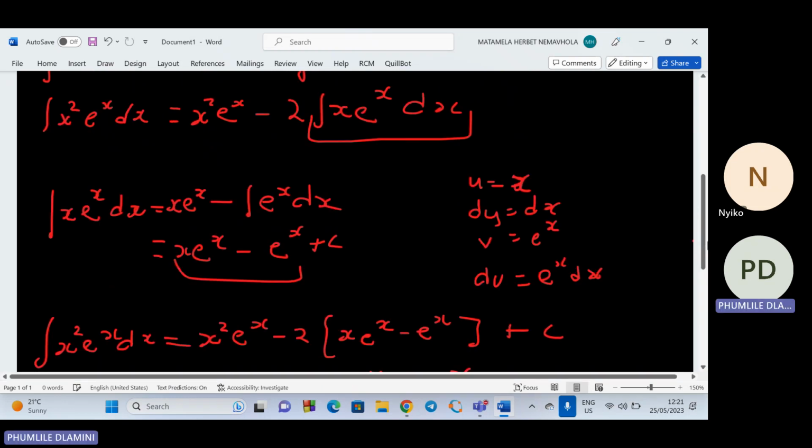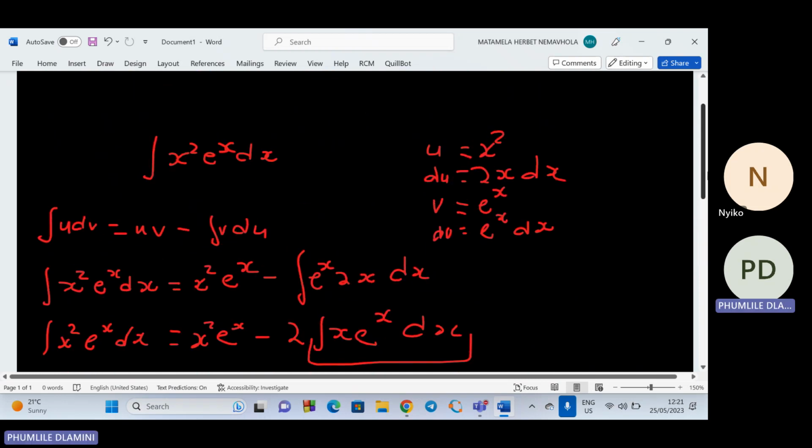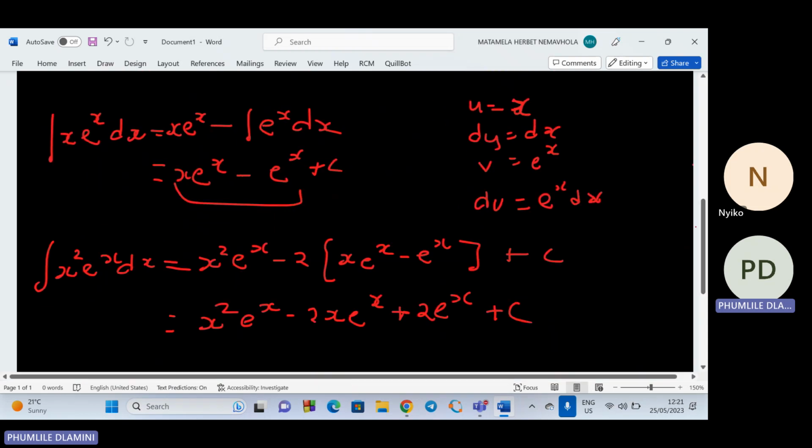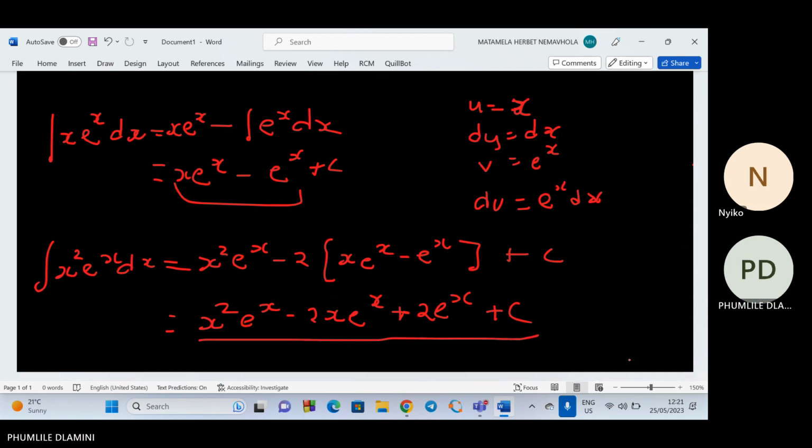So in this question, if you have checked, we managed to integrate one question by parts 2 times. After that, when we get these results here, we have to integrate again until we get the final answer for this integral to be equal to this. So do you have any question?